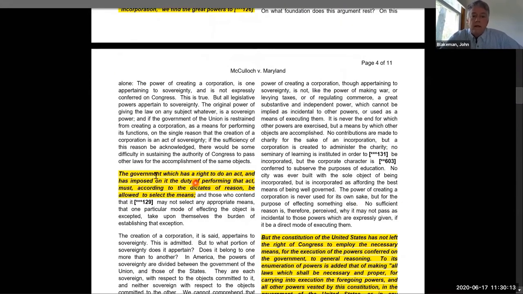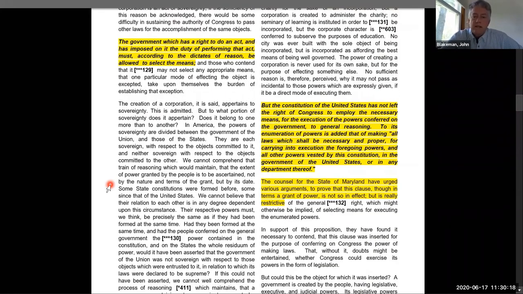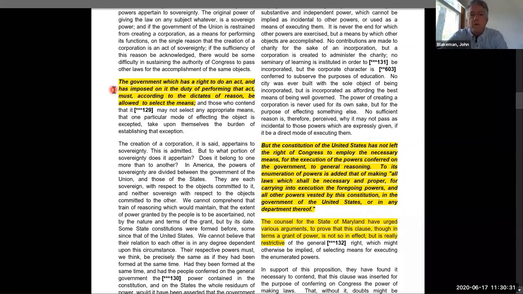So, let's move on. You know, he's told us, he's admitted, yes, Congress does not have the clear authority to create a national bank. But it's in the Constitution. And he says, the government which has a right to do something must, according to the dictates of reason, be allowed to select the means. So think about it like this. What Marshall is getting at is the government has the right and the power to lay and collect taxes, to spend revenue, to work towards national prosperity. And if it has those powers, it must be allowed to select the means of using those powers, of putting those powers into effect. And John Marshall tells us this isn't left to guesswork, because it's right here.